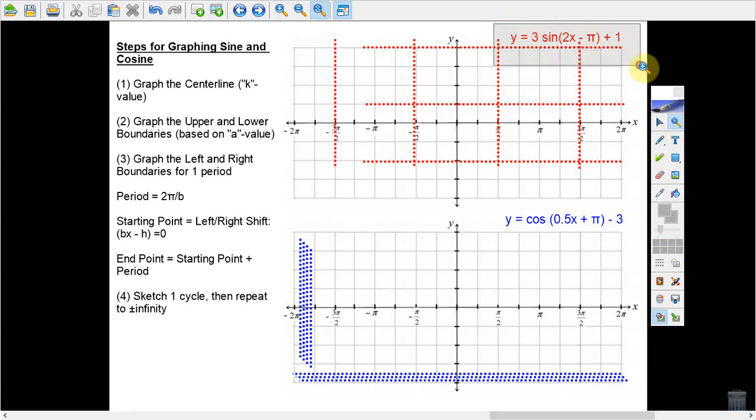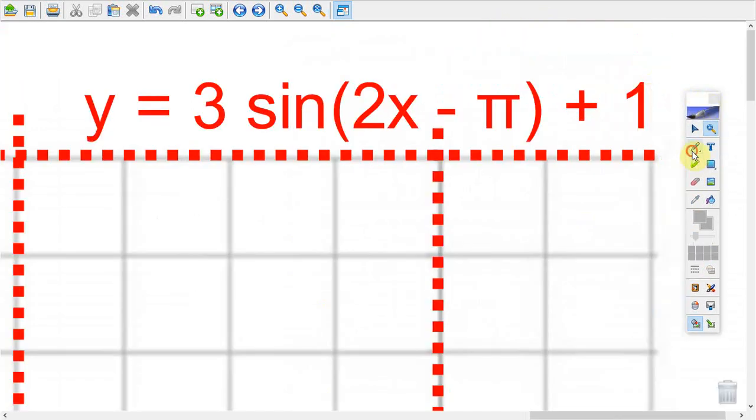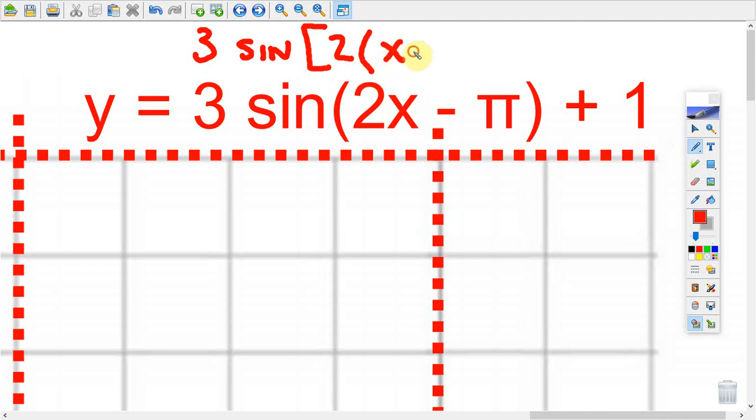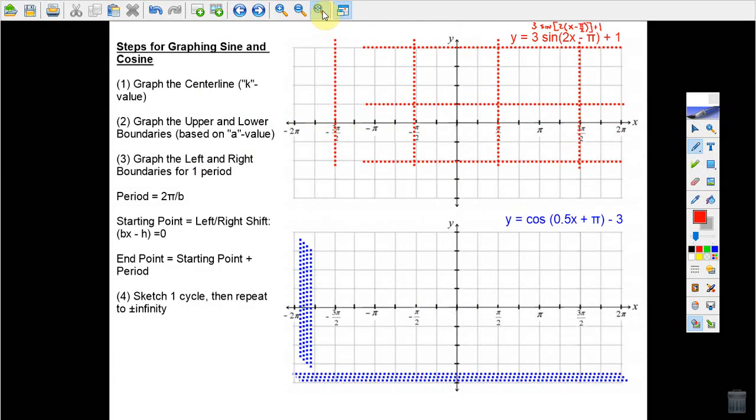So if we had, let's zoom in here and see if I can squeeze it in. If I were to factor a 2 out of this middle part, I would have 3 times sine bracket 2. So 2x divided by 2 would be x, minus pi divided by 2 would be pi over 2, plus 1. And if I rewrite the equation like that, then now I can see directly that my shift is going to be pi over 2 to the right.